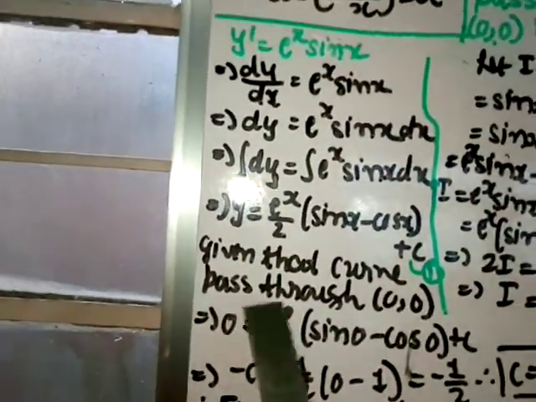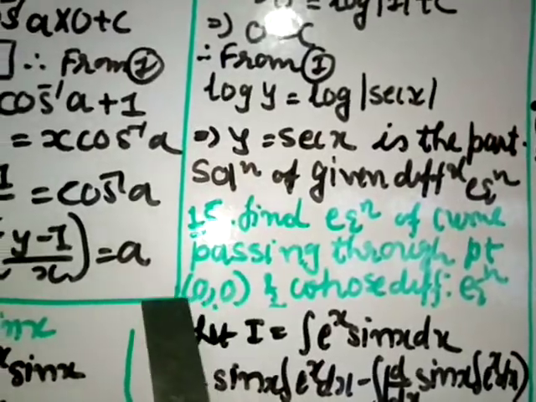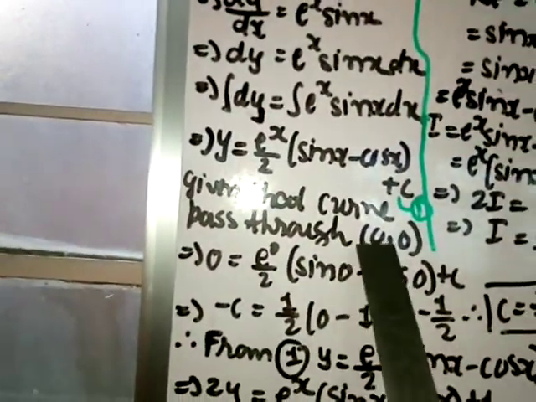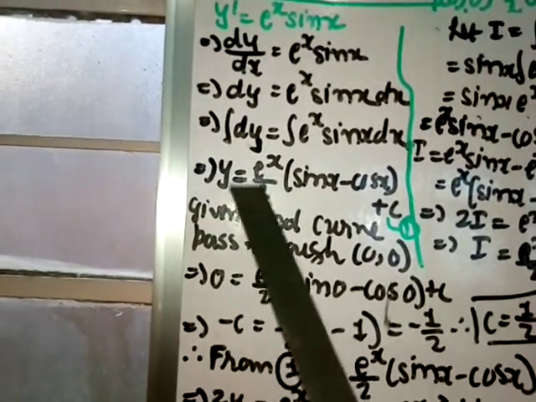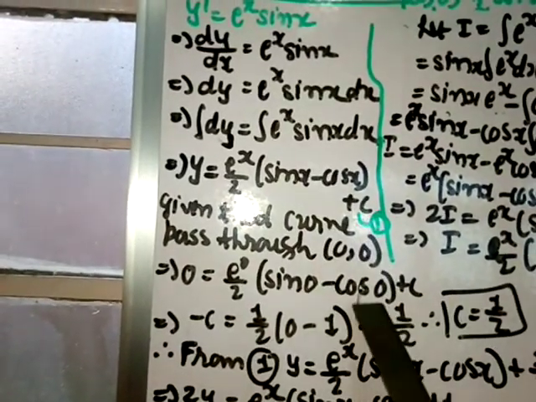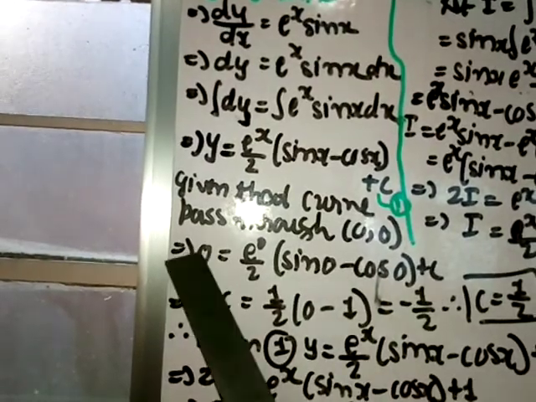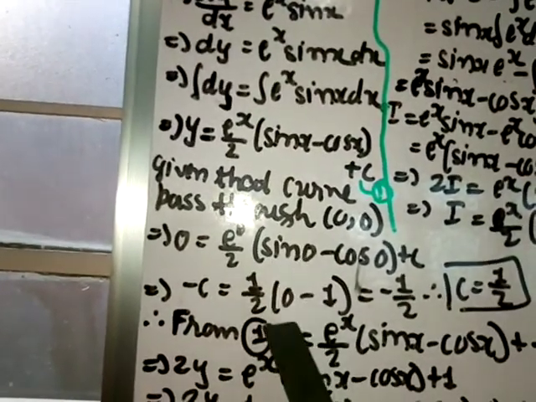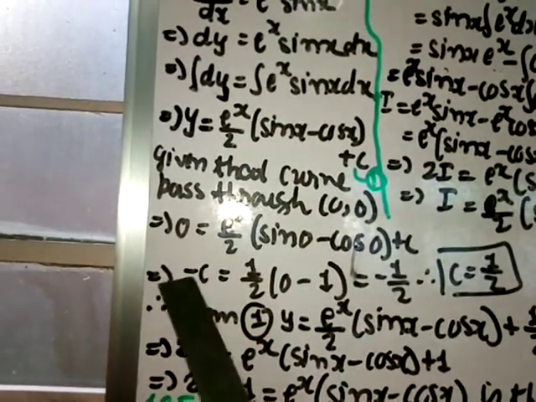Now we are given that the curve is passing through the point (0, 0), that means this is the x value, this is the y value. Okay, so we put x equal to 0, y equal to 0, since the point it is passing through is here. So y equal to 0: e power 0 by 2 into (sin 0 minus cos 0) plus c. So 0 is 0, plus c; you transfer it here as minus c, equal to e power 0 is 1, 1 by 2 into (sin 0 is 0, minus cos 0 is 1). So here remains minus 1 by 2, here minus c.